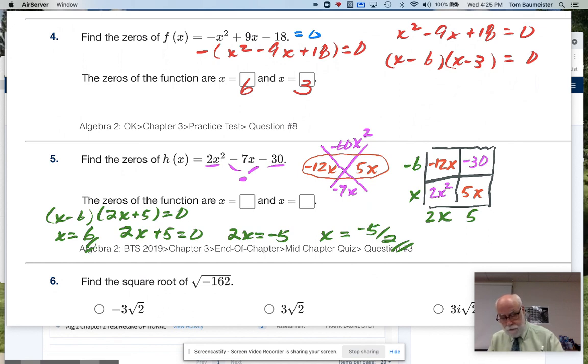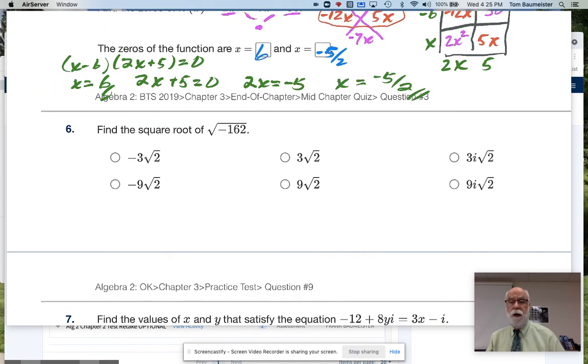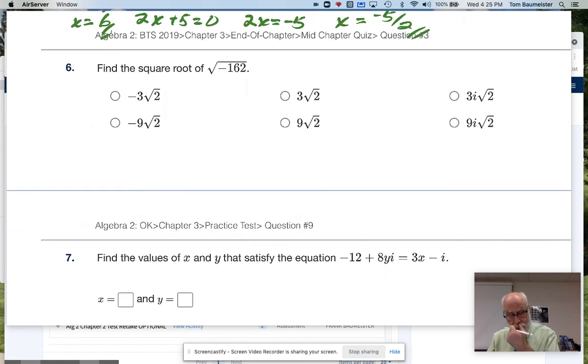I'll put them in a different color in there. So this will be 6. Good enough. There's 6, and then negative 5/2. Remember, I told you if you have the signs wrong, I will take partial credit off. I'll give you partial credit, but I won't mark the whole thing wrong.